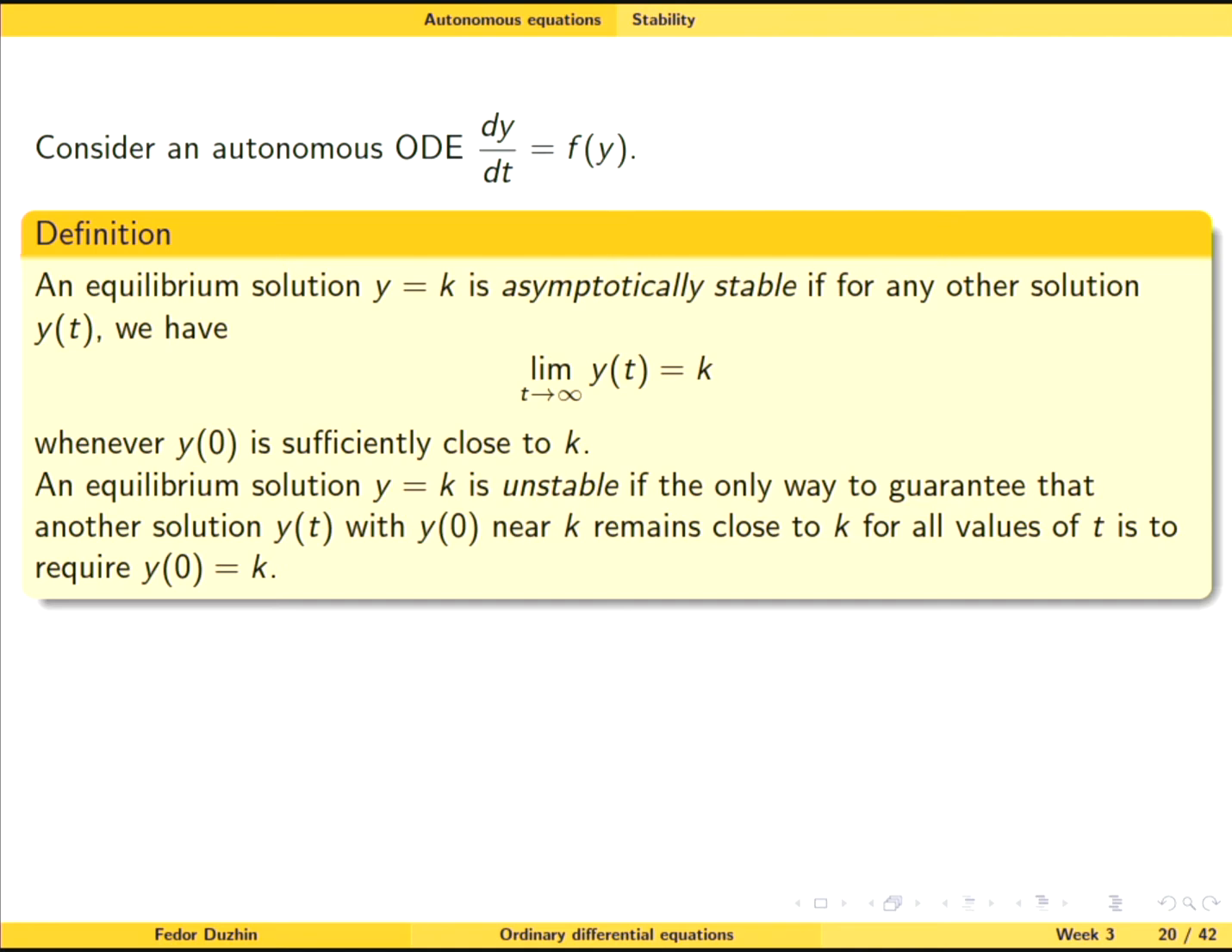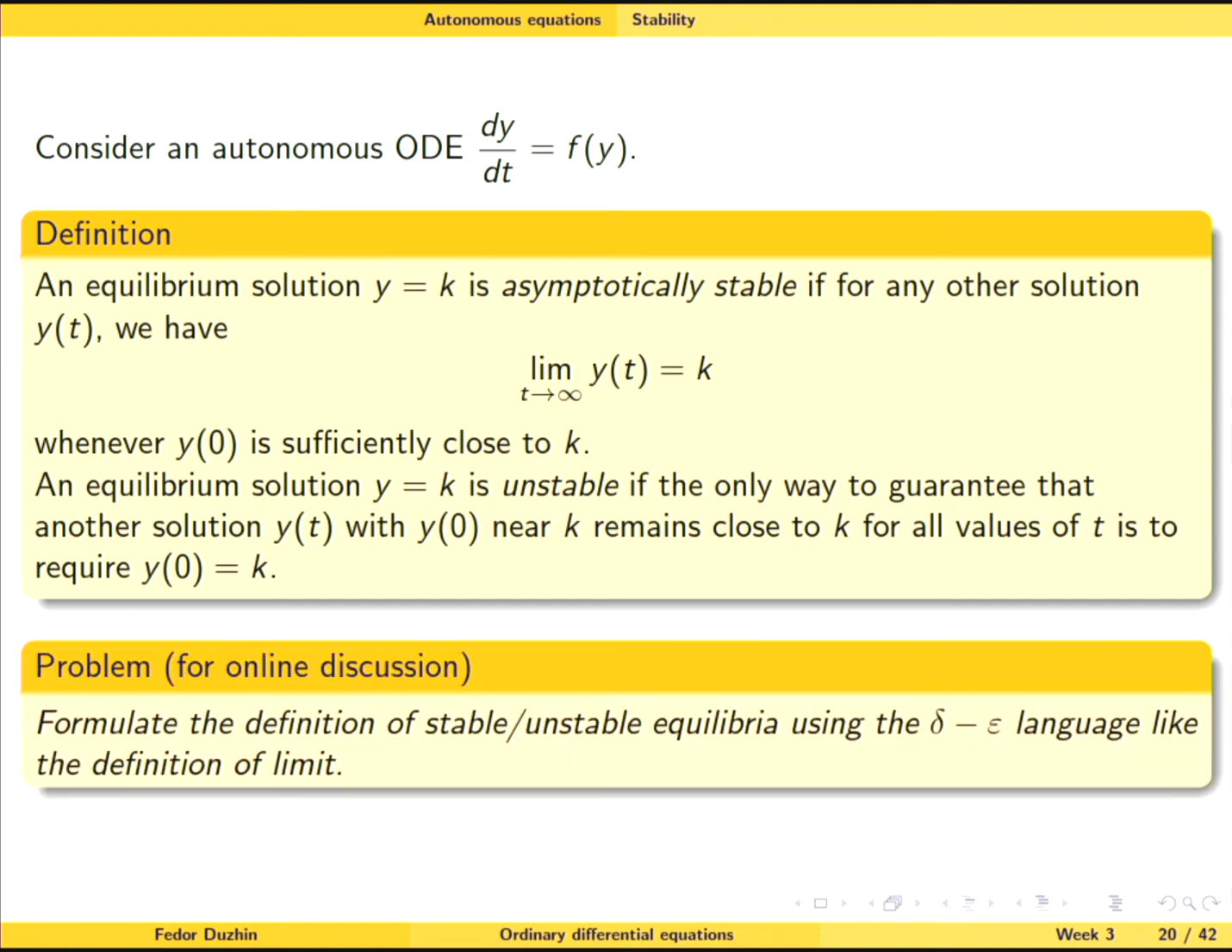So an equilibrium solution is called asymptotically stable if whenever any other solution is sufficiently close to this, then the limit of that other solution is exactly k. Well, and I challenge you to formulate the definition using the formal, rigorous mathematical language like in real analysis. And again, you can share your suggestions as comments to this video.